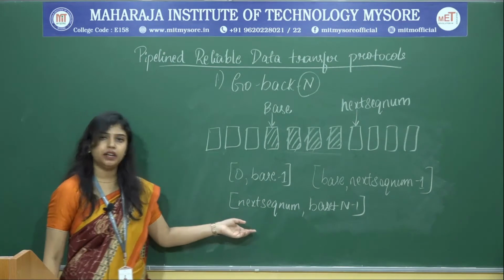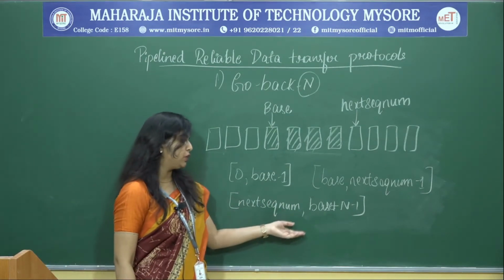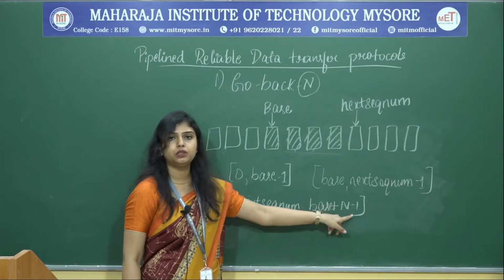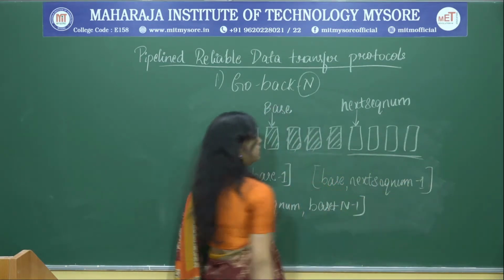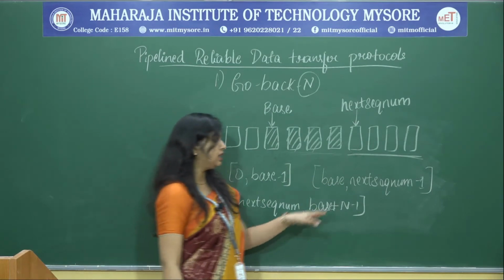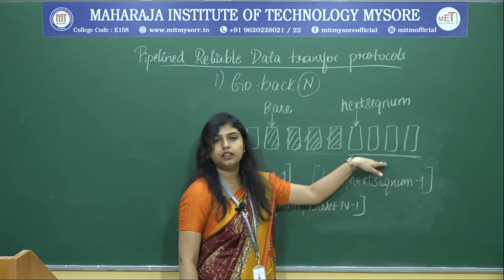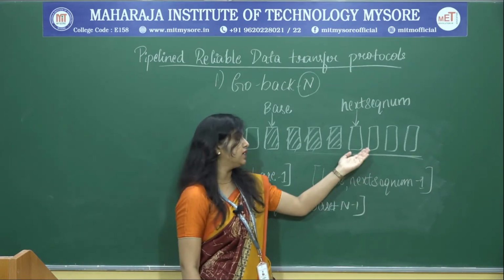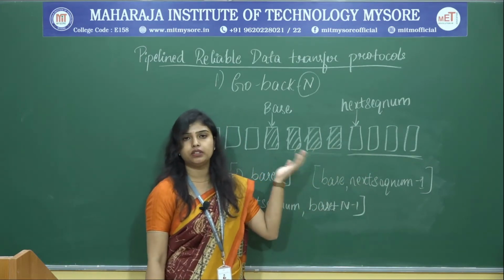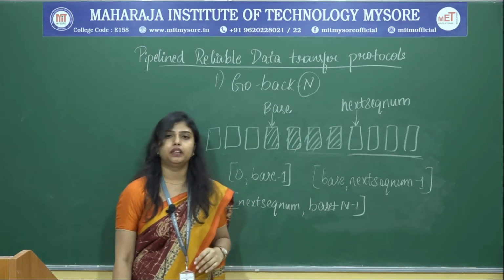The next range, next sequence number to base plus n minus 1. That means these sequence numbers are the packets that have to be sent next in the sequence, in the pipelining. These are the packets that have to be sent next to the receiver in the pipelining.